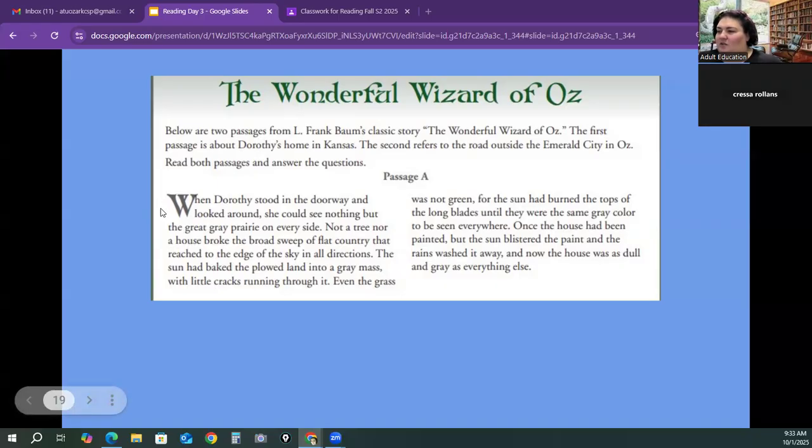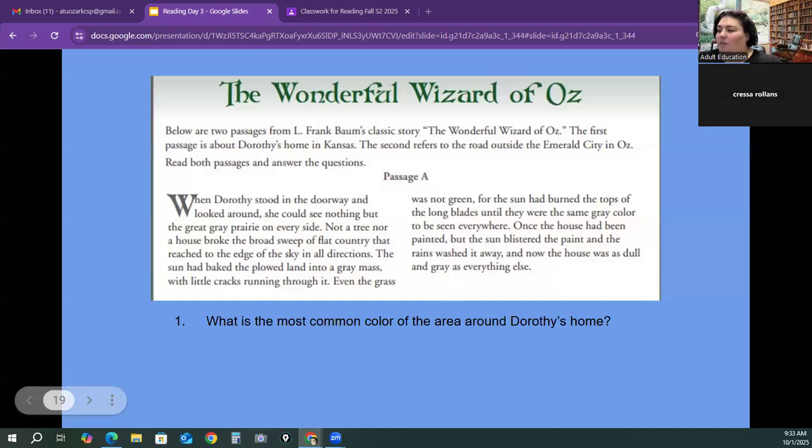When Dorothy stood in the doorway and looked around, she could see nothing but the great gray prairie on every side. Not a tree nor a house broke the broad sweep of flat country that reached to the edge of the sky in all directions. The sun had baked the plowed land into a gray mass, with little cracks running through it. Even the grass was not green, for the sun had burned the tops of the long blades until they were the same gray color to be seen everywhere. Once the house had been painted, but the sun blistered the paint and the rains washed it away, and now the house was as dull and gray as everything else.